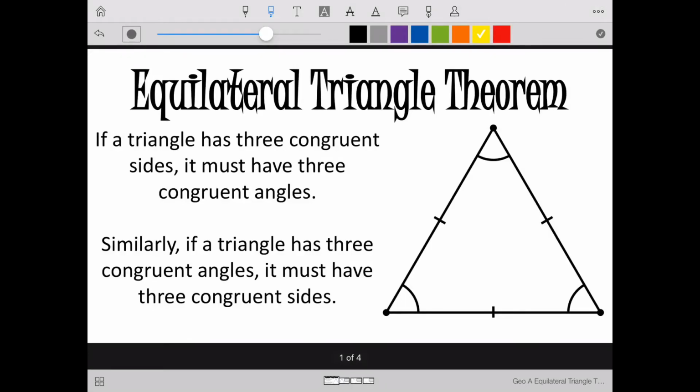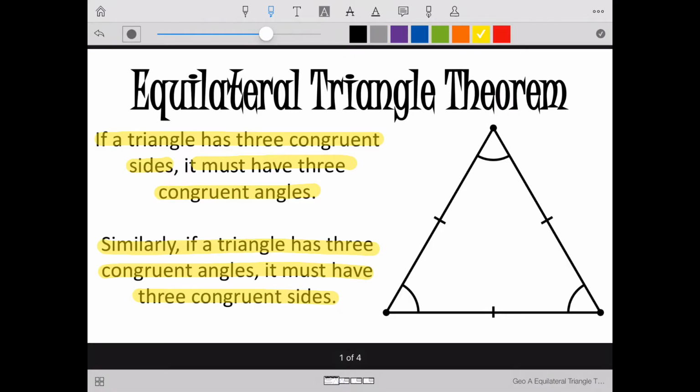Well, hello. I am here to talk to you today about the equilateral triangle theorem. Okay, and here's what it says. It says if a triangle has three congruent sides, it must have three congruent angles. Similarly, if a triangle has three congruent angles, it must have three congruent sides. So let's try to understand what this means.